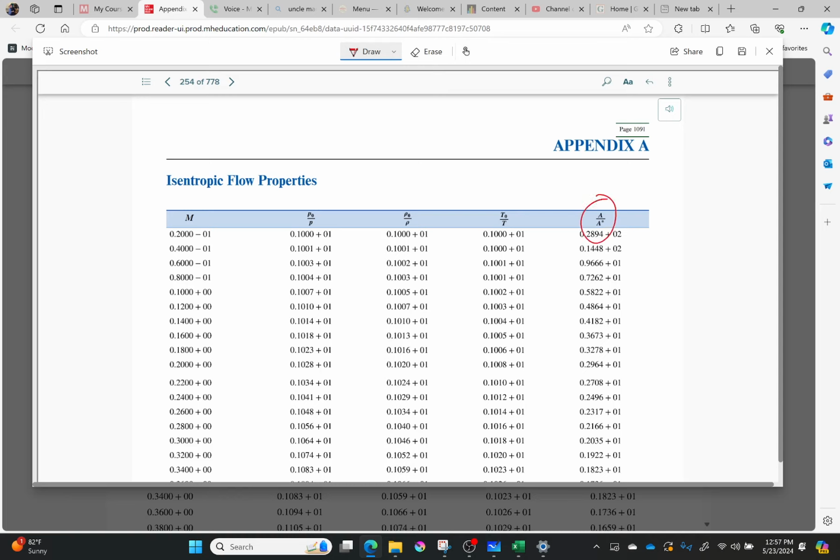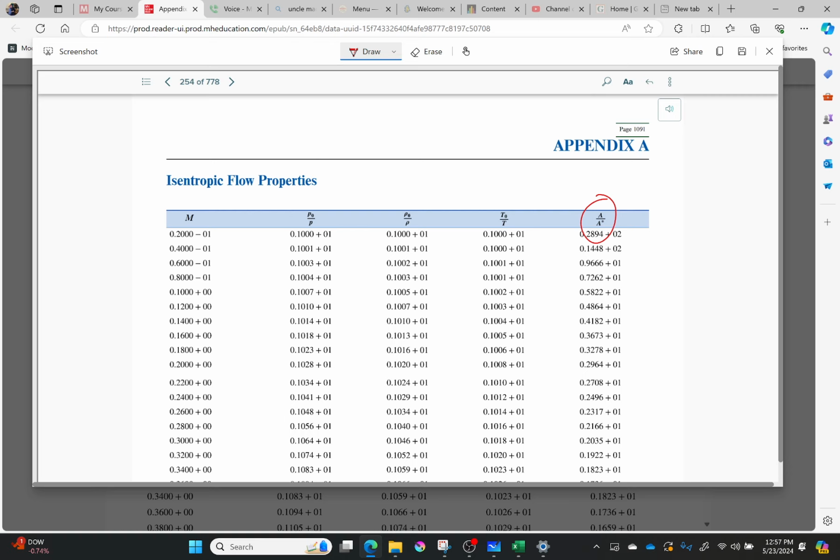So A over A star is simply a ratio. It's the ratio of my area to the area when I am sonic, so when I'm going at the speed of sound. So if I am going sonic right here, that's M equal to 1, and I know what my area is right here. Well, that would be A star. And so I can tell what A over A star needs to be for me to accelerate or decelerate, depending on what's happening here.